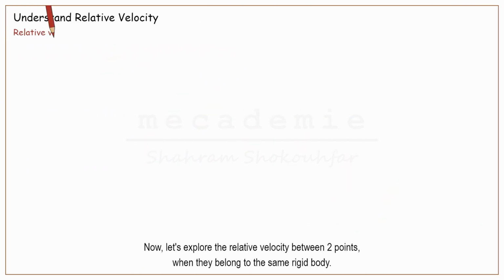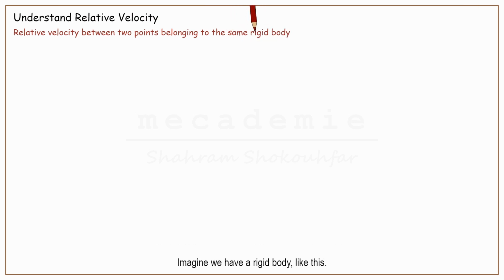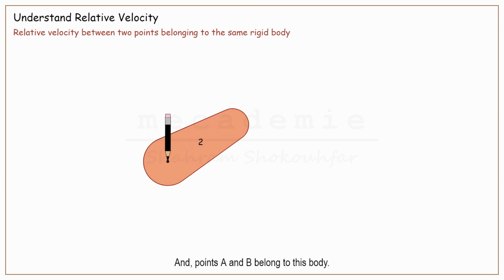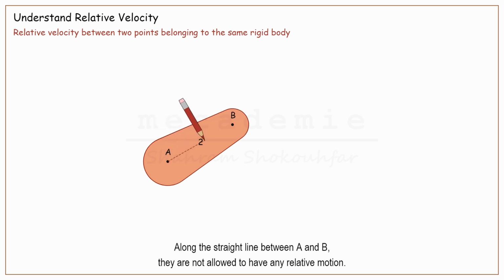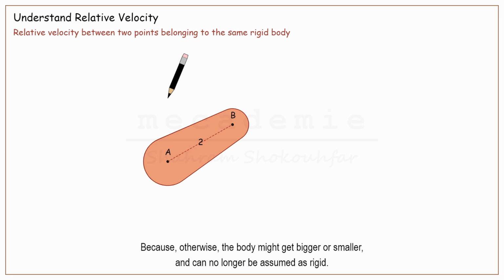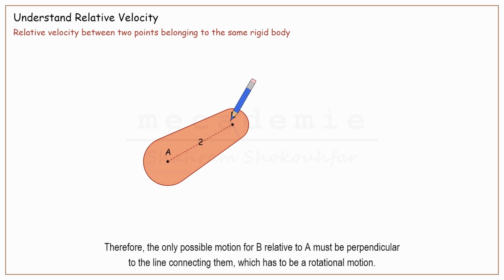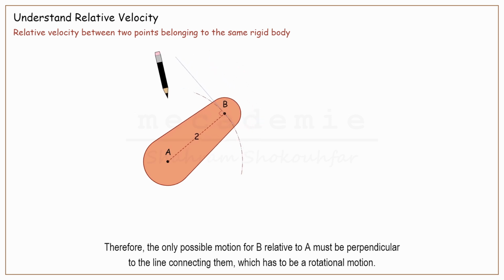Now, let's explore the relative velocity between 2 points when they belong to the same rigid body. Imagine we have a rigid body like this, and points A and B belong to this body. Along the straight line between A and B, they are not allowed to have any relative motion, because otherwise the body might get bigger or smaller and can no longer be assumed as rigid. Therefore, the only possible motion for B relative to A must be perpendicular to the line connecting them, which has to be a rotational motion.